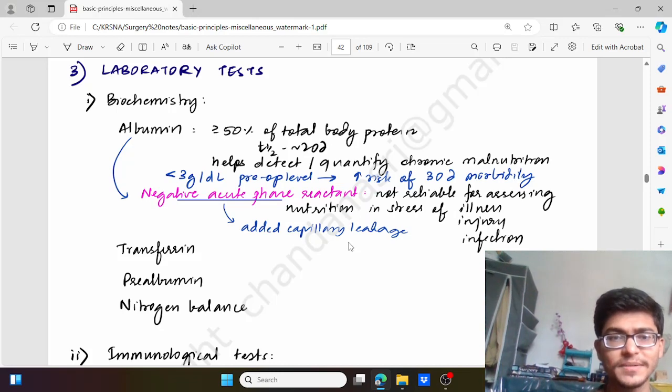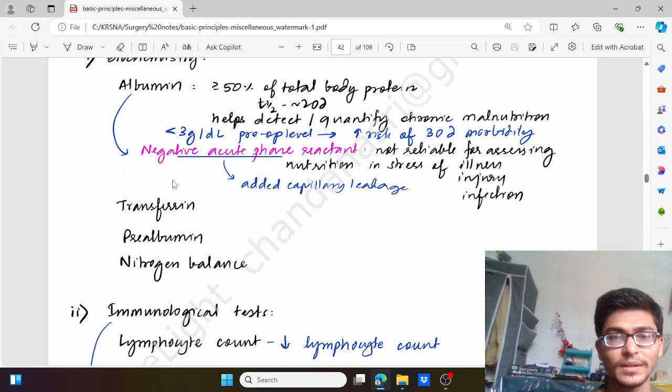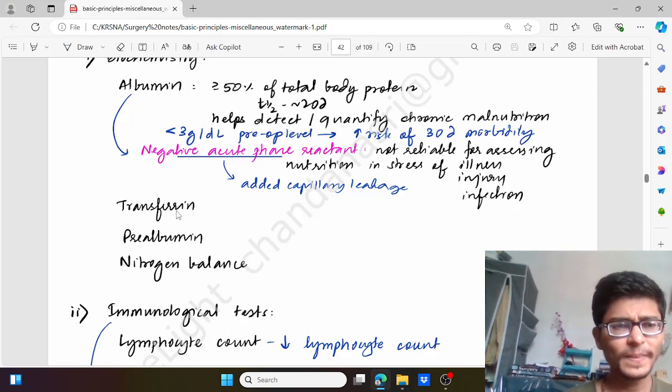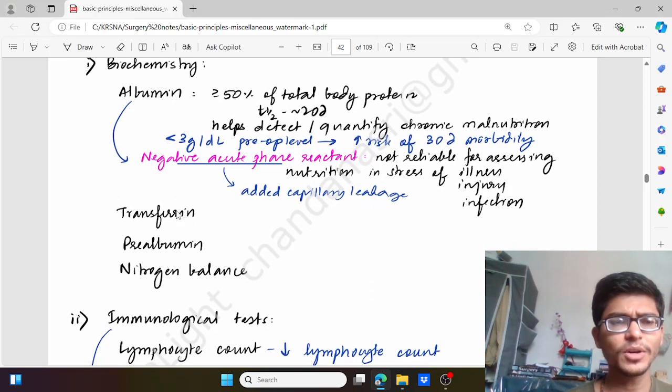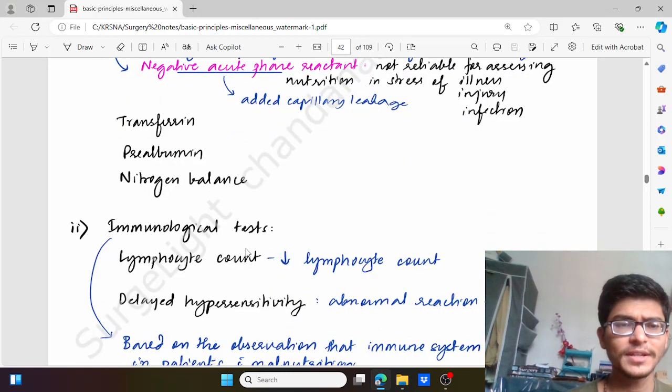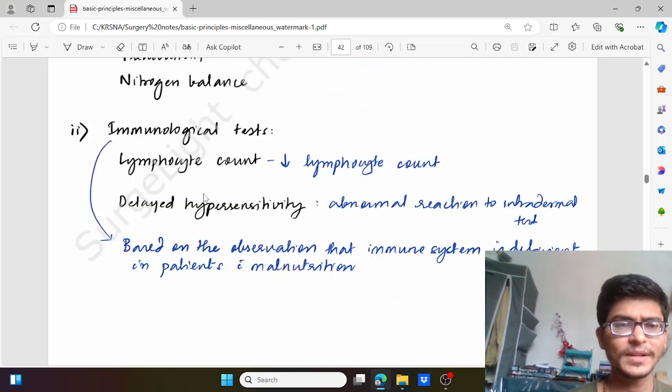Added capillary leakage. So other biochemical parameters are transferrin and prealbumin, which is a better marker for acute malnutrition because its half-life is 2 days. Then nitrogen balance. Then we have some immunological tests, such as lymphocyte count.